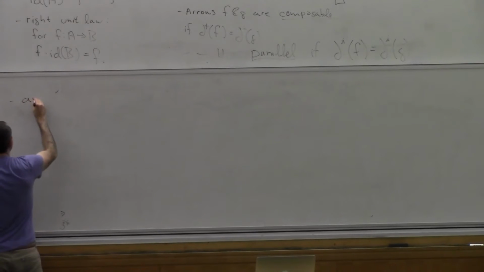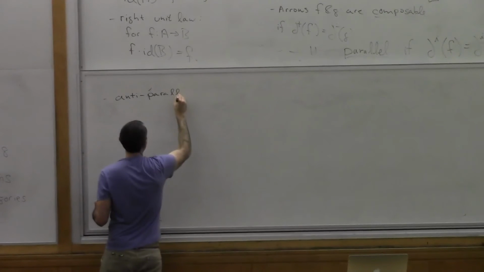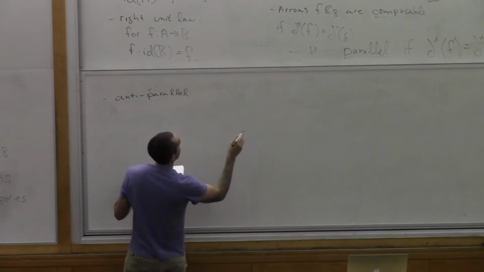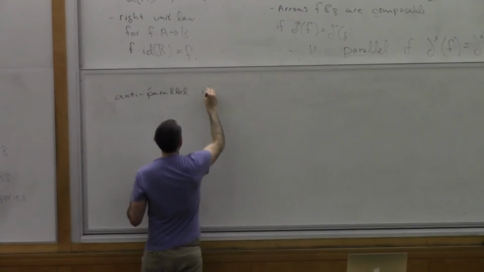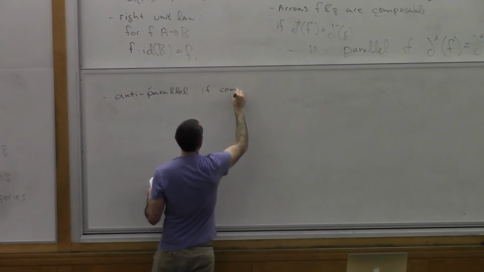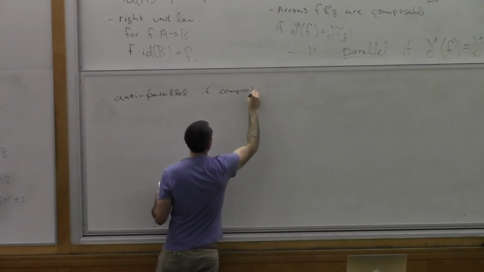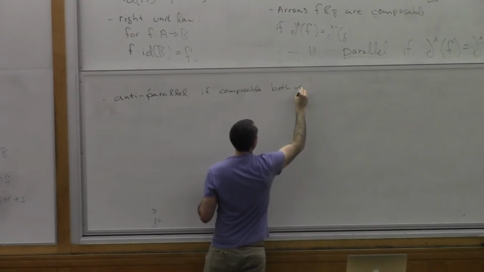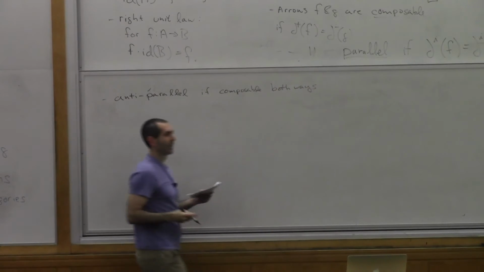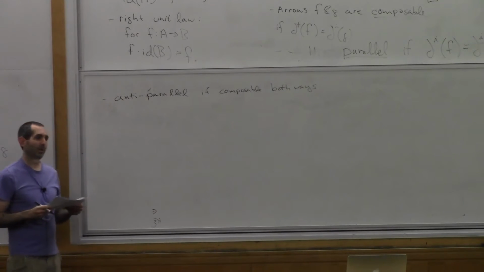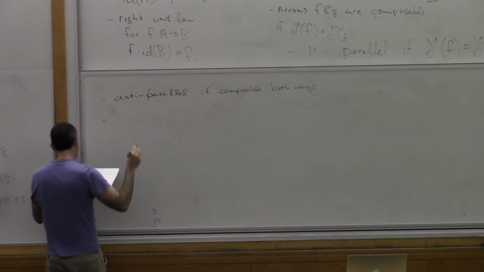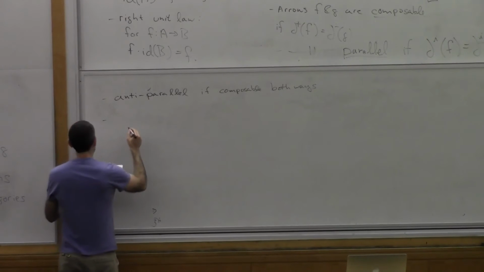We have anti-parallel. The way we can say this is if they're composable both ways. So that implies in particular that the domain of one is the codomain of the other. And then two more, and then I promise I'm done with terminology for a while.